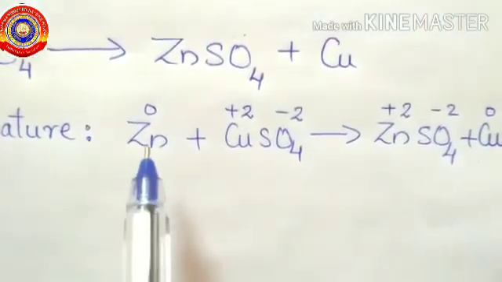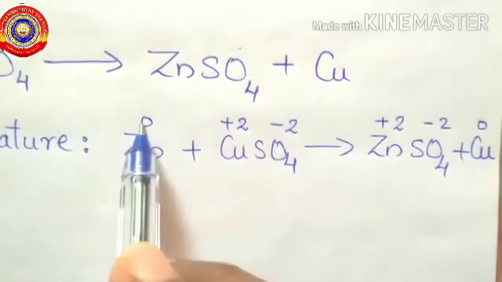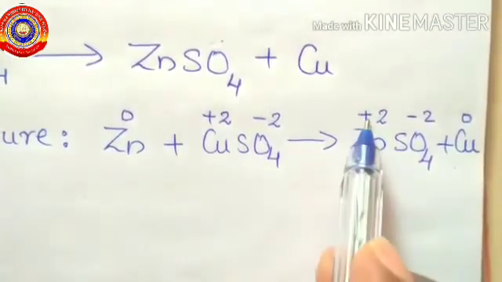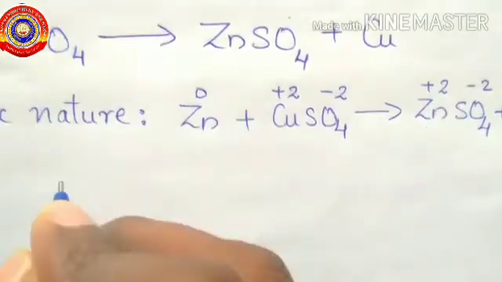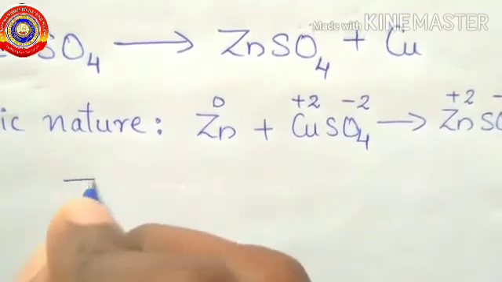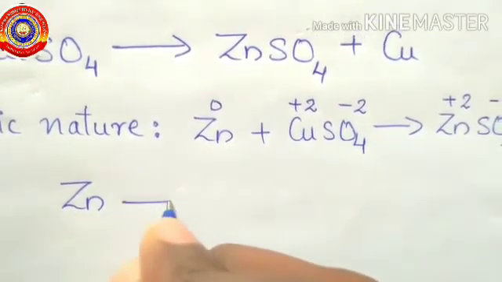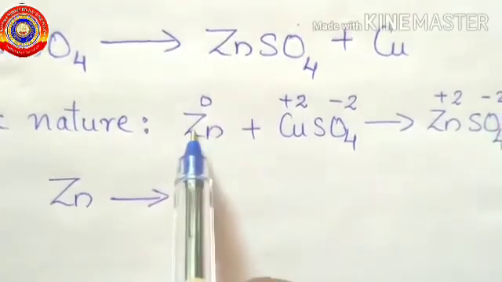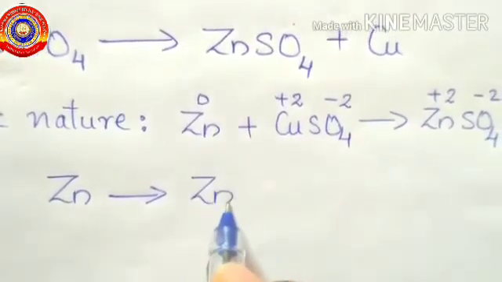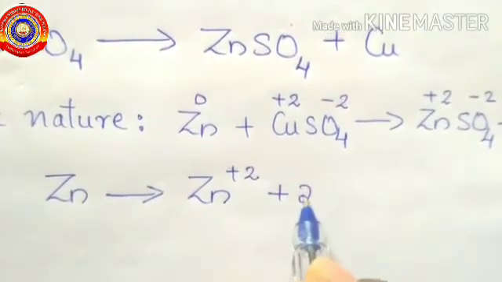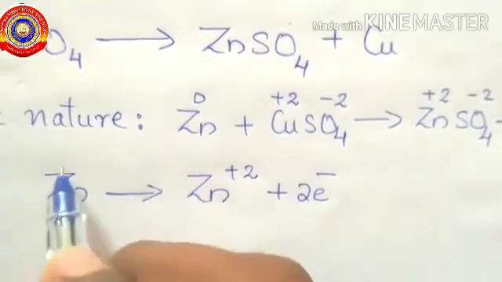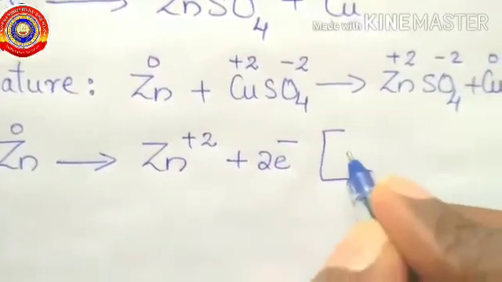Now analyze the change that happened in the oxidation number. Zn 0 changes to +2, that is an increase in oxidation number. The process of increase in oxidation number is called oxidation. So we can write the equation Zn gives Zn +2 plus 2 electrons; 0 changes to +2. Zinc loses 2 electrons, and this equation is called the oxidation reaction.